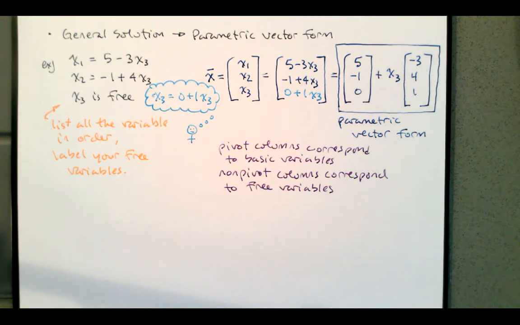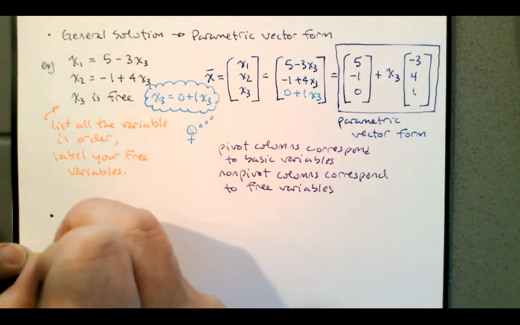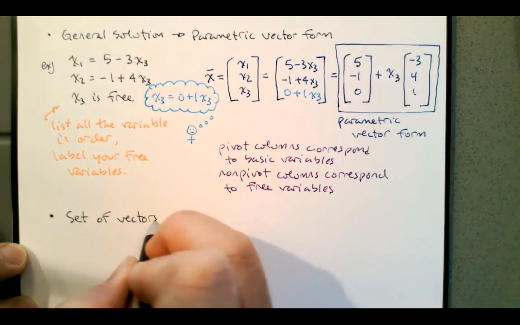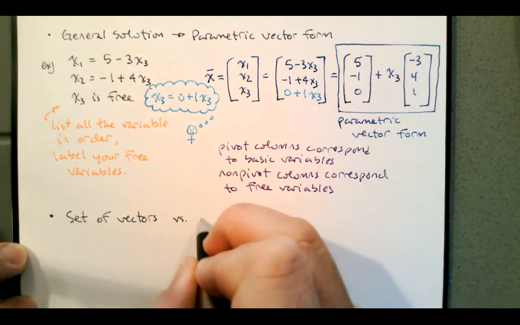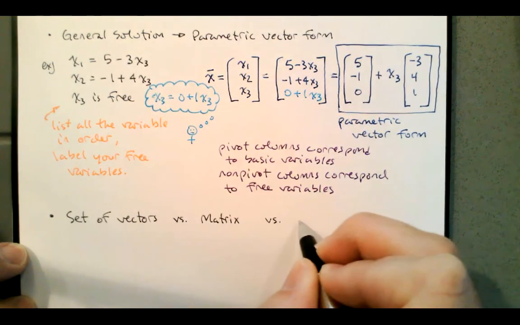So that's what I wanted to talk about with regards to parametric vector form. I talked about how sets of vectors do not have variables, equations have variables. Matrices do not have variables. So one distinction I want to make sure that we point out is that we can have a set of vectors versus a matrix versus a system.